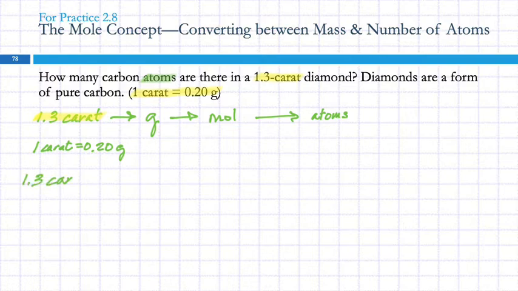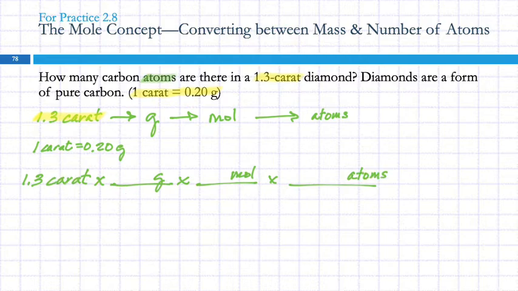1.3 carats, 3 arrows, 3 factors. Carats to grams, to moles, to atoms. Take this unit, bring it down in the bottom. Bring grams down so it cancels out. Bring moles down so it cancels out.